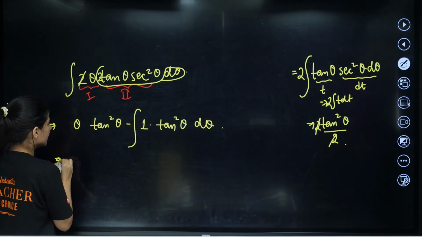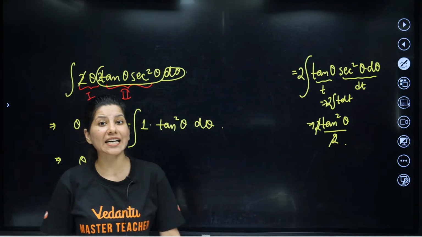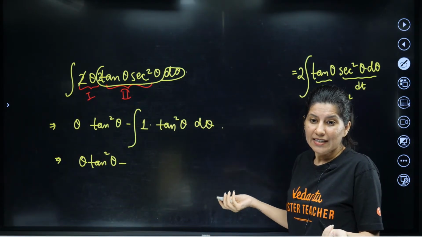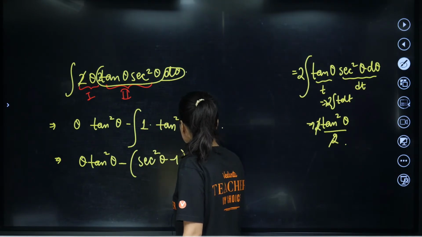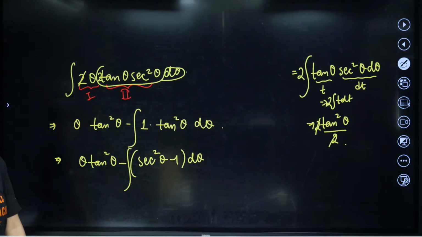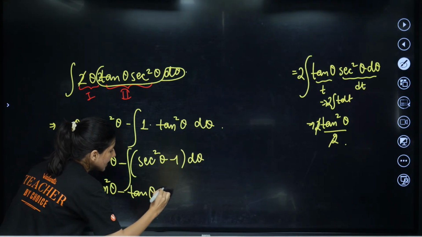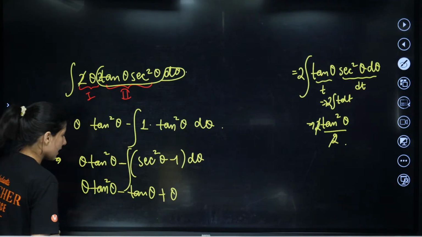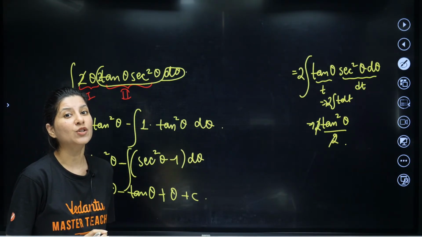Now that's it. So this is theta tan square theta, minus, now the integration of tan square theta we don't know. So let me write it as sec square theta minus 1 d theta. And now integrate. The integral of sec square theta is tan theta. So theta tan square theta minus tan theta plus the integration of 1, which is theta, plus constant will be your answer. Now change it into x.